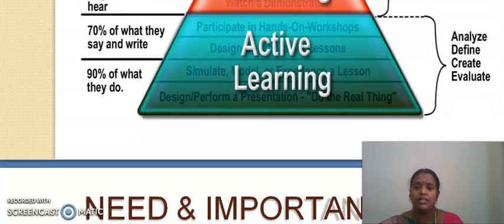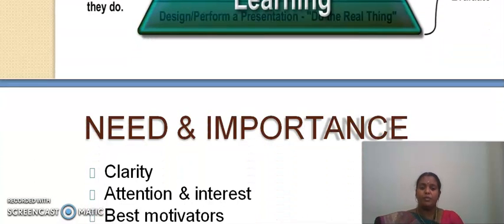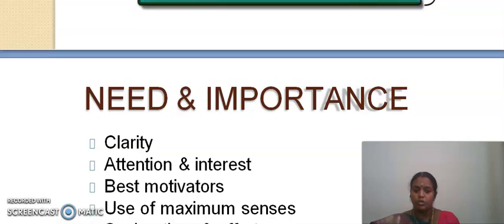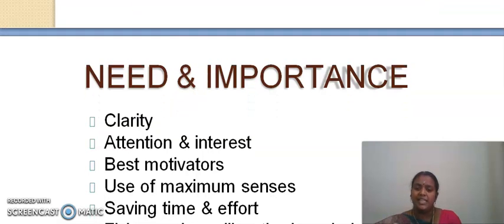Okay, so this is what the cone is explaining, and now we are going to discuss the need and importance. What is the need for the teacher to use the teaching aid inside the classroom? How will it be useful? That is what we are going to see now.